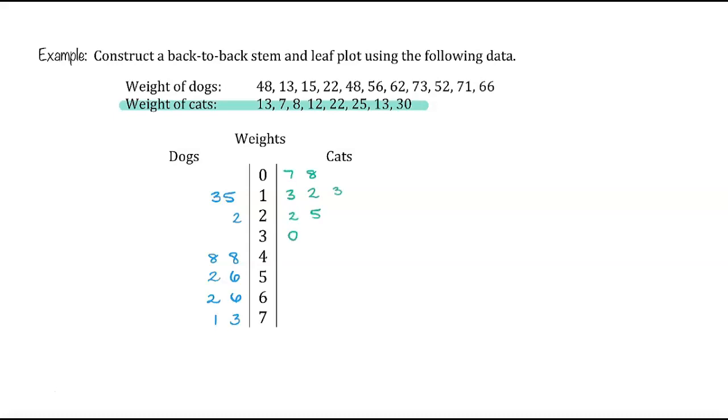Now I will clean this up just slightly by replacing this 323 with 233. Having it in increasing order is slightly easier to read. The benefits of a stem plot are that we can see the shape of the distribution of the data. We get to retain all of the original data values rather than clumping them into classes. The sample data are sorted or arranged in order. And when we put two sets of data side by side, we can easily compare them.